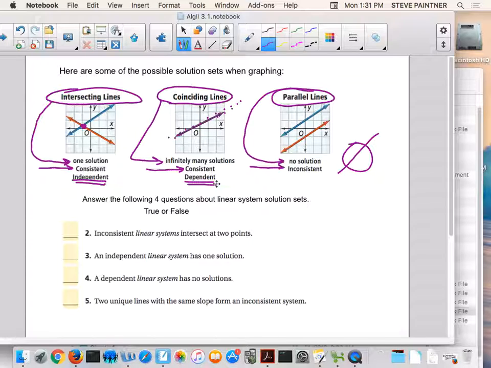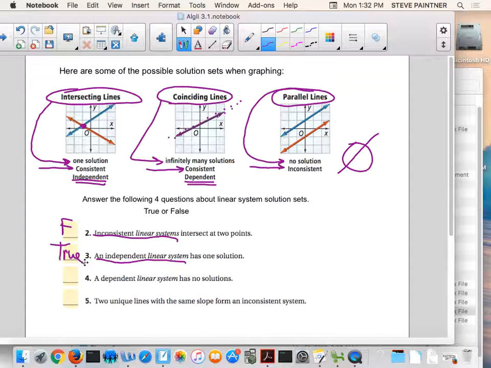Here's a couple questions about these systems. Inconsistent linear systems. Are you looking at the right one? Inconsistent, which one? It's that one. Okay. Intersect at 2 points, true or false? False. An independent linear system, that's this one right here, has one solution. True.